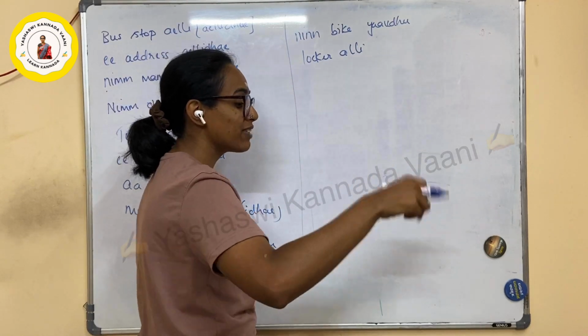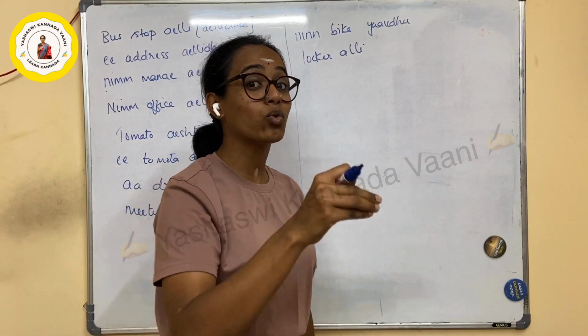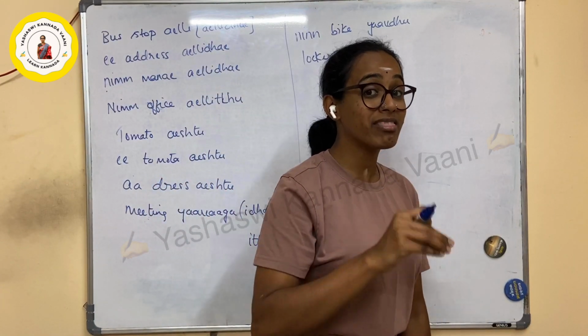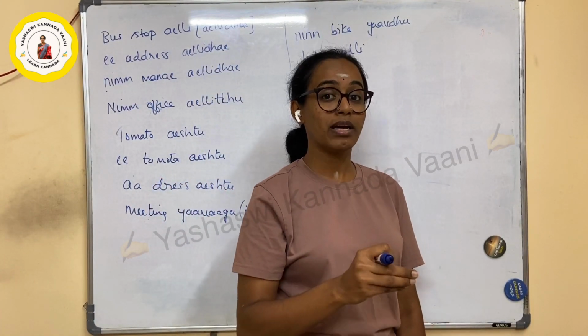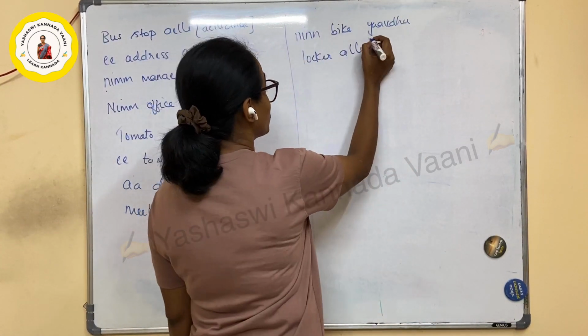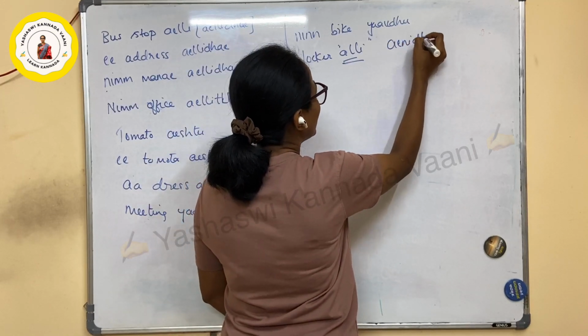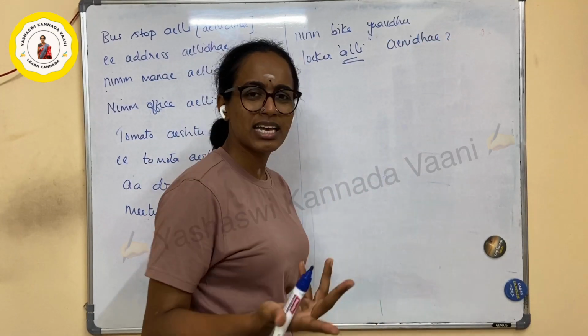So you are specifying something inside. Locker alli, theater alli, mane alli, room alli. So in the room, in the theater, in the locker, in the bus stop, in the pocket, in the bag. So every time you say in, the preposition always goes with alli. Enide? Locker alli enide? What is there in the locker?